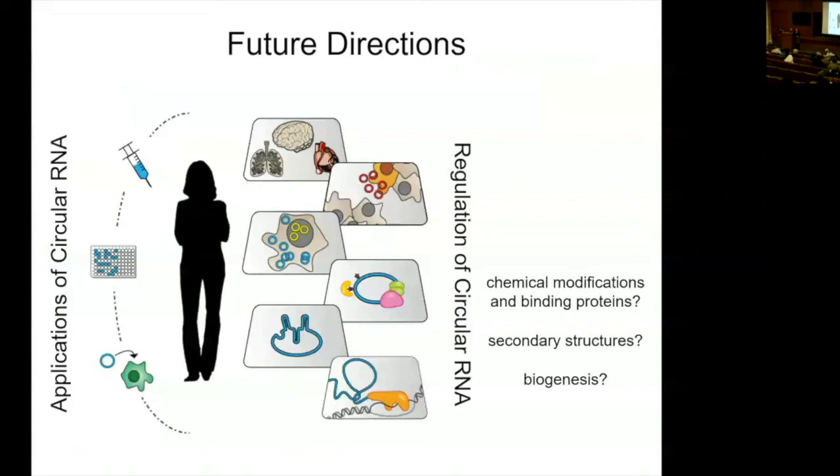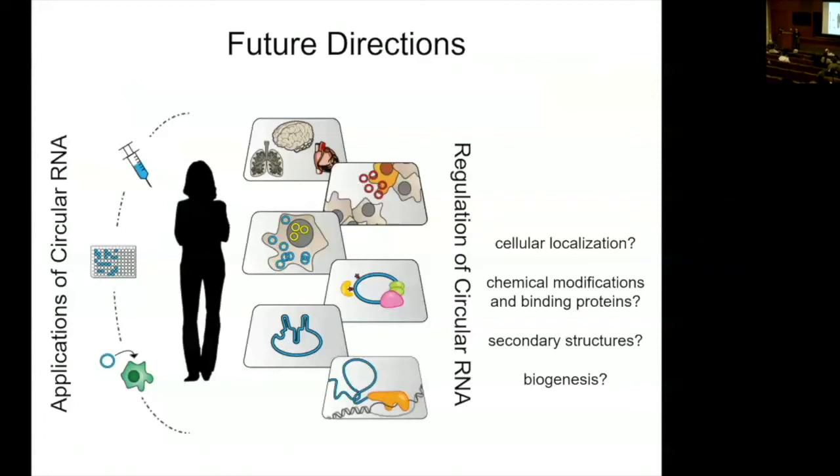We're interested in all the other chemical modifications. There's more than 160 that have been discovered. I just talked about one so far. And all the RNA binding proteins that associate with them and how that might contribute either to sensing of self, non-self, or other cellular processes.